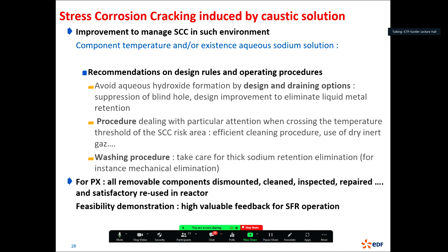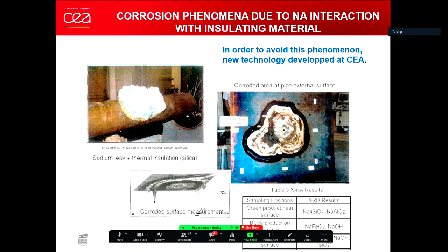And also for the feasibility demonstration, we had very valuable feedback from SFR operation also. So it means that it's a potential problem, a serious problem, but we have the tools and the procedures to avoid that. Maybe I think the first day I explained this point, yeah?